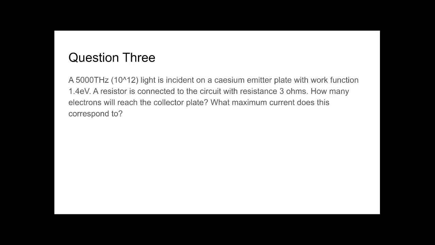5,000 terahertz, that's 10 to the power of 12. Light is incident on a cesium emitter plate with a work function of 1.4 electron volts. Our resistor is connected to a circuit with resistance 3 ohms. How many electrons will reach the collector plate before the stopping voltage prevents the electrons from reaching the collector plate? And what is the maximum current in the circuit? We're going to assume that the plates can be modeled roughly with a capacitor, with capacitance equal to 12 times 10 to the power negative 6 farads.